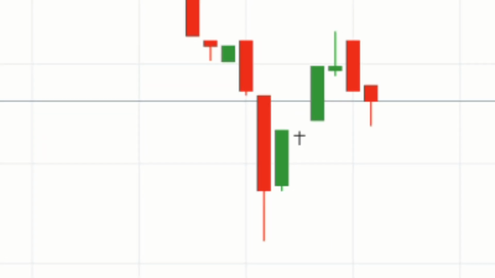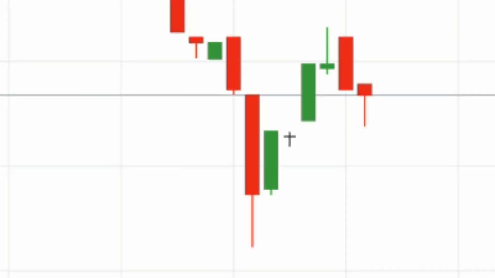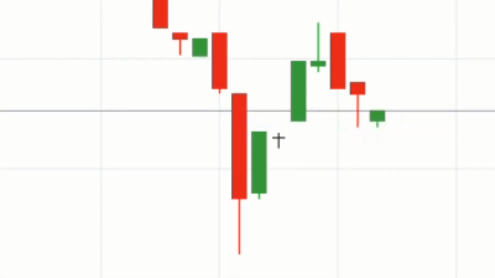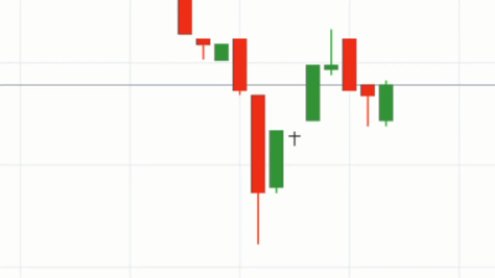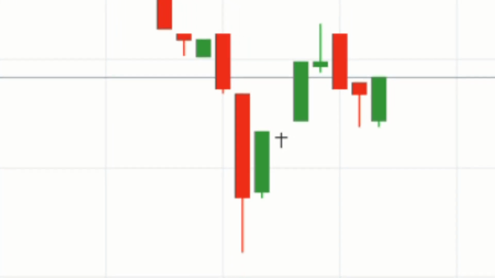One candlestick will move up and down and keep changing its shape. You have to wait for the end of its time frame and the candlestick to be formed completely before deciding what pattern it is.